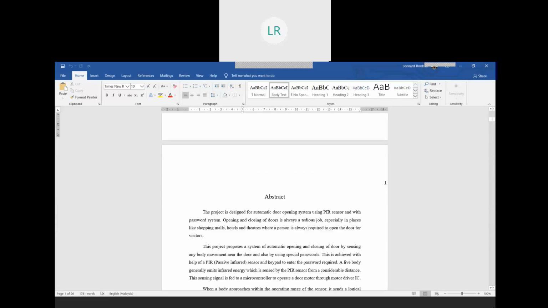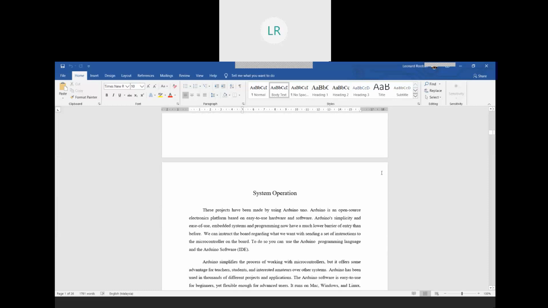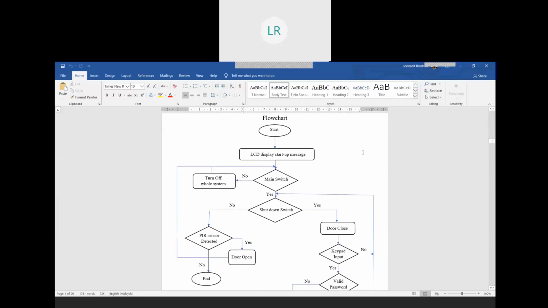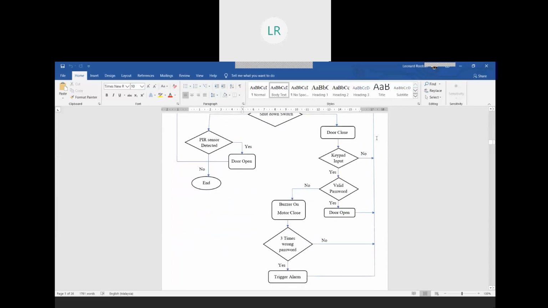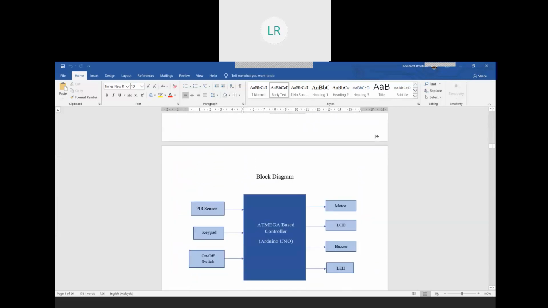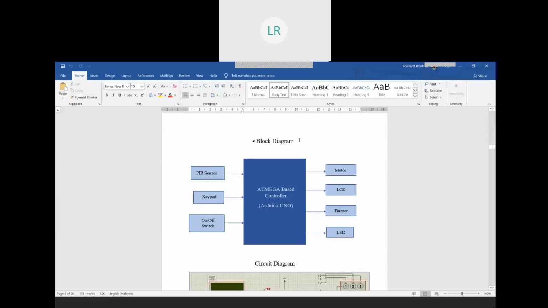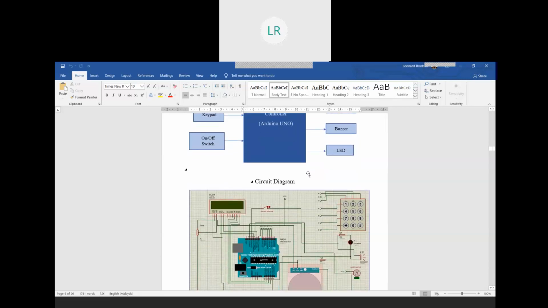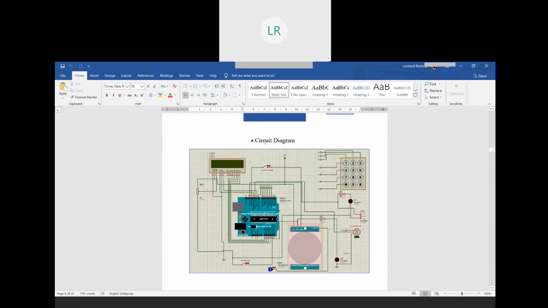So let us move on and look at the overall flowchart of this project. So this is the flowchart of this project, and this is the block diagram of this project. This is the input and this is the output. And as for the circuit diagram, this is the circuit diagram.